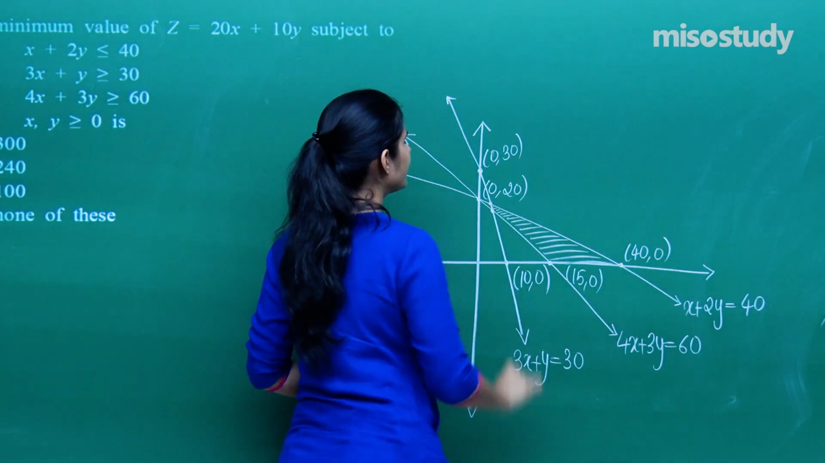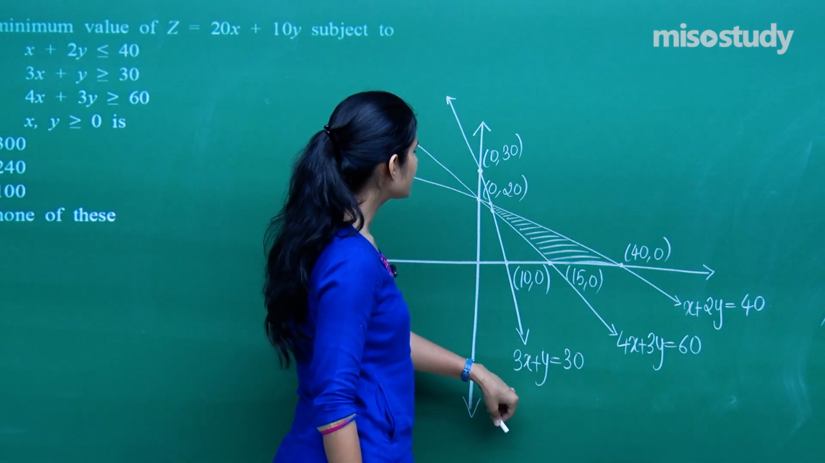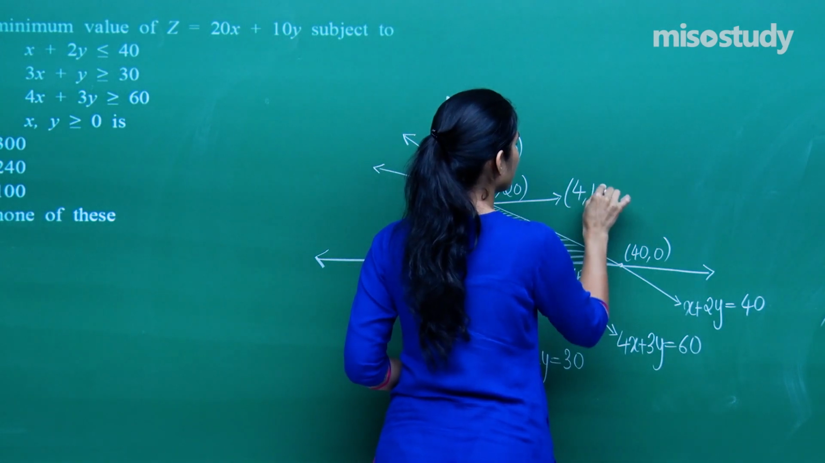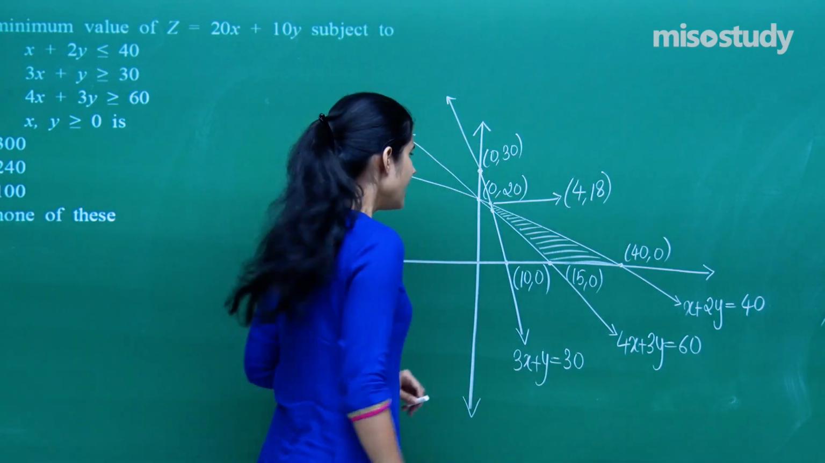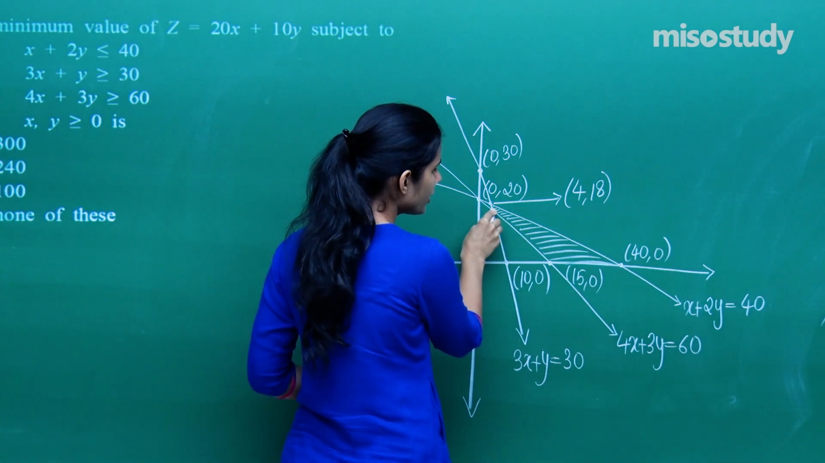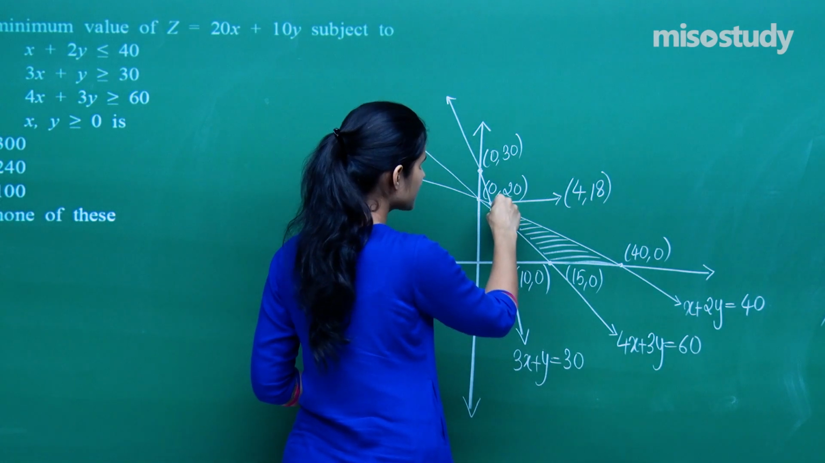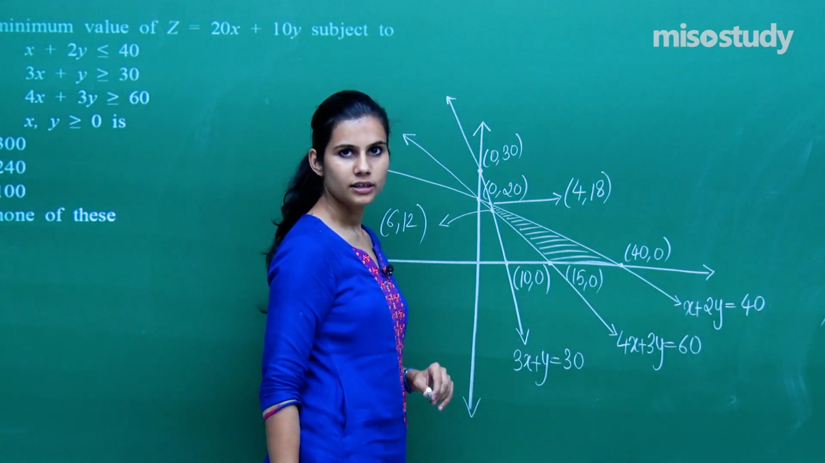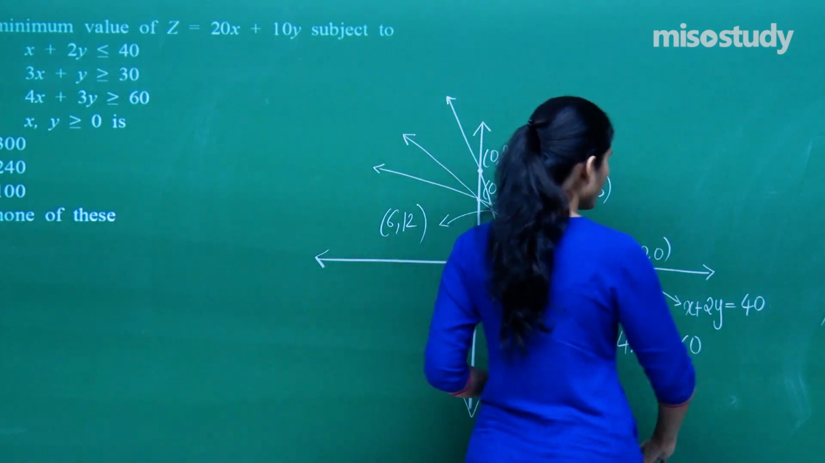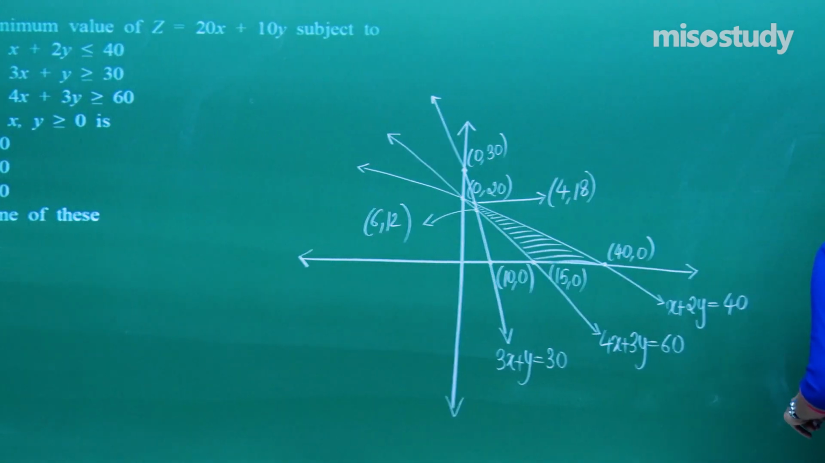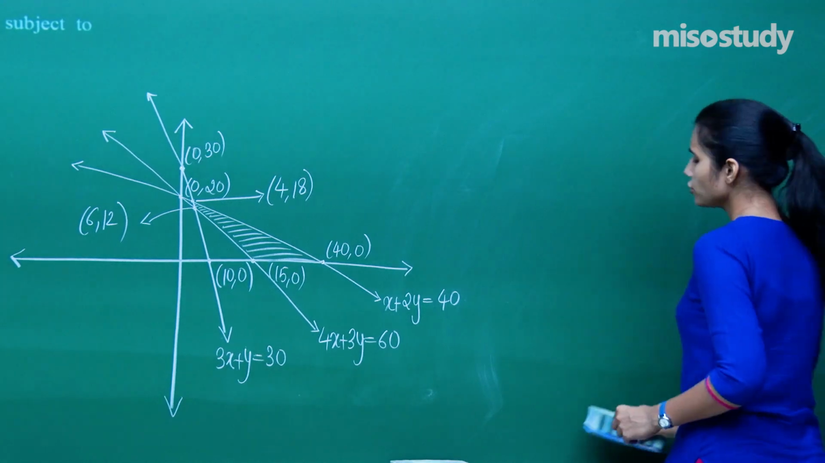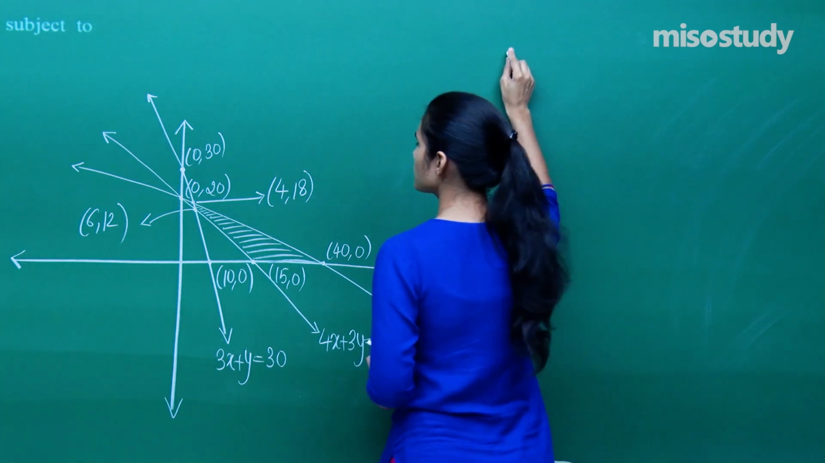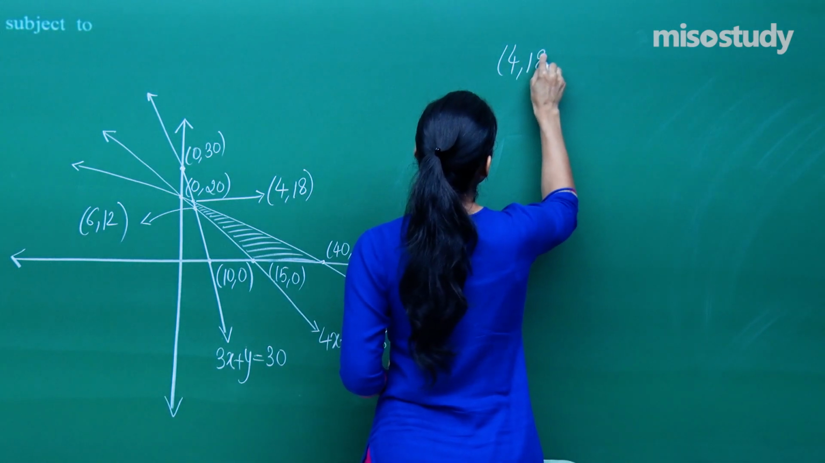So basically this point is the intersection point of 3x plus y equals 30 and x plus 2y equals 40. This point is going to come out to be 4 comma 18. And if I talk about this point, which is the intersection point of 4x plus 3y equals 60 and 3x plus y equals 30, this is going to come out to be 6 comma 12. When I talk about all these 4 points, which are the corner points of my feasible region, which is the shaded region, I compute the value of z at all these 4 points to get the minimum value of z. So the first one is 4 comma 18.